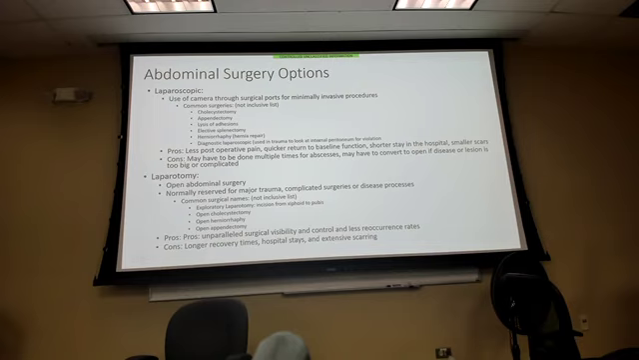Pros to laparoscopic, same as with the chest. Less operative pain or post-op pain, quicker baseline function, shorter stays in the hospital, smaller scars. Again, may have to be done multiple times for abscesses. Okay, may have to convert to open if we see something that we can't deal with laparoscopically. Open, so laparotomies, just like a thoracotomy, laparotomy. Okay. Open abdominal surgeries. These are normally reserved for major trauma, complicated surgeries, disease processes that are very complicated.